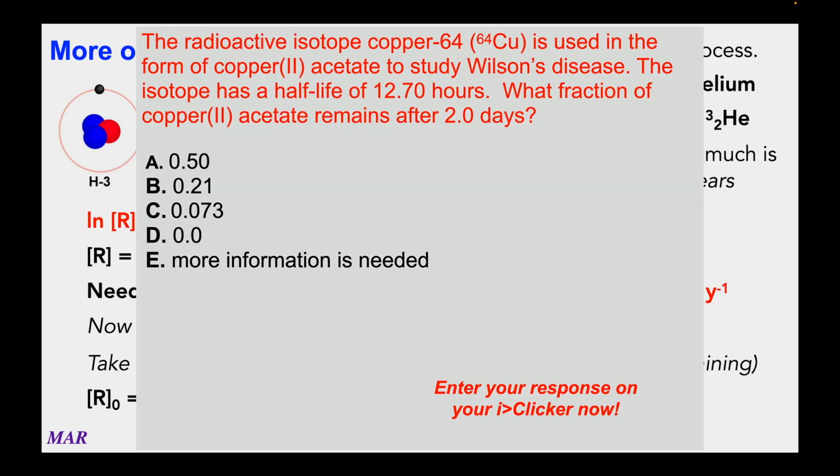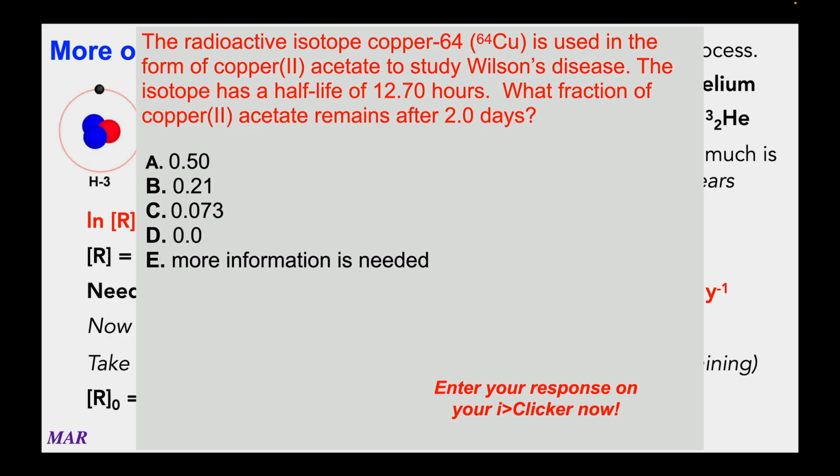Oh yeah. In this problem, we have a copper-64 isotope, which is radioactive. Apparently, it's used in studying Wilson's disease. Anyway, the half-life here, 12.70 hours. What fraction of copper-2 acetate remains after 2.0 days? Fraction problems with radioactivity means what's R over R0? All right, that's kind of what it's trying to ask for here.